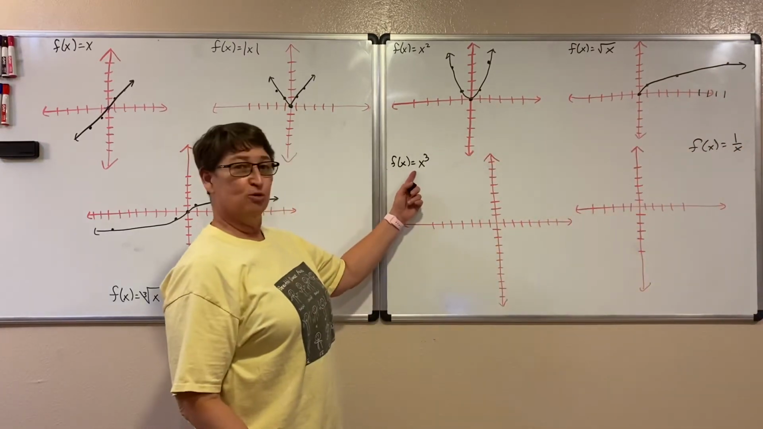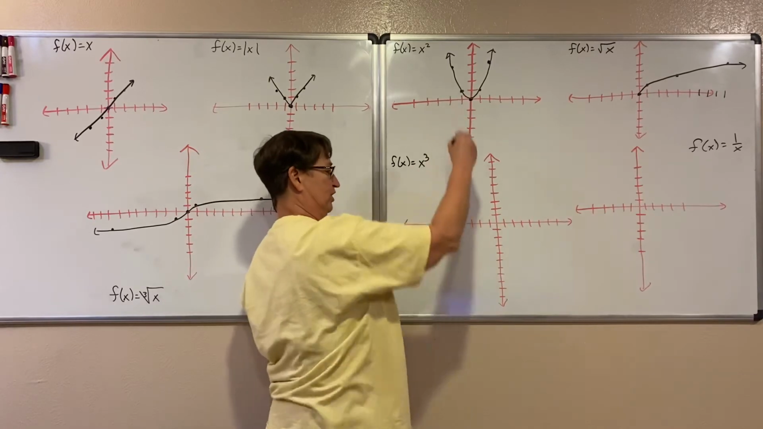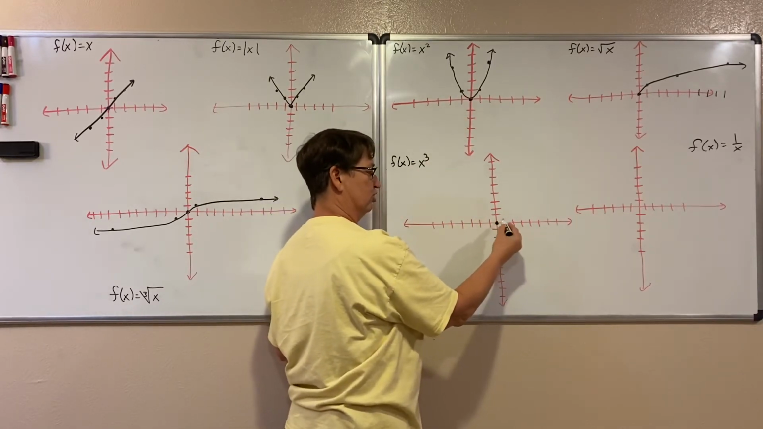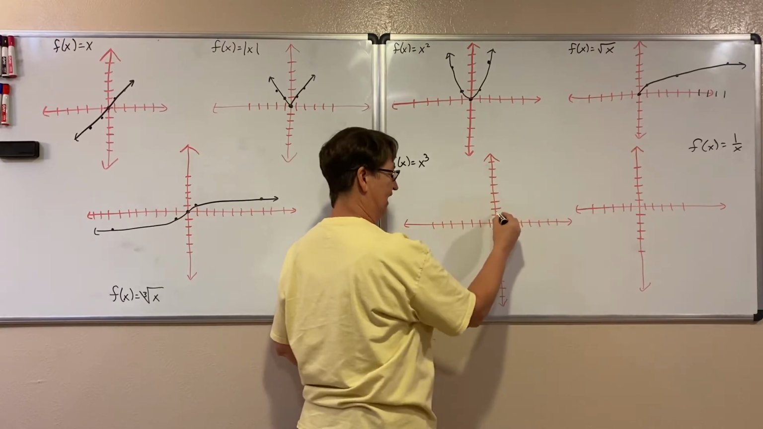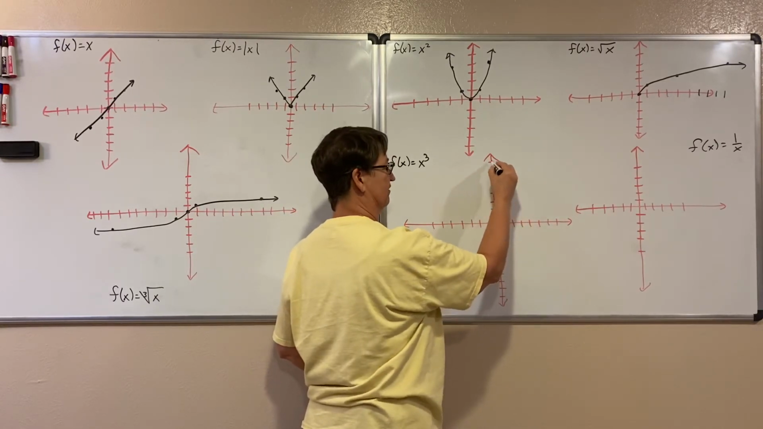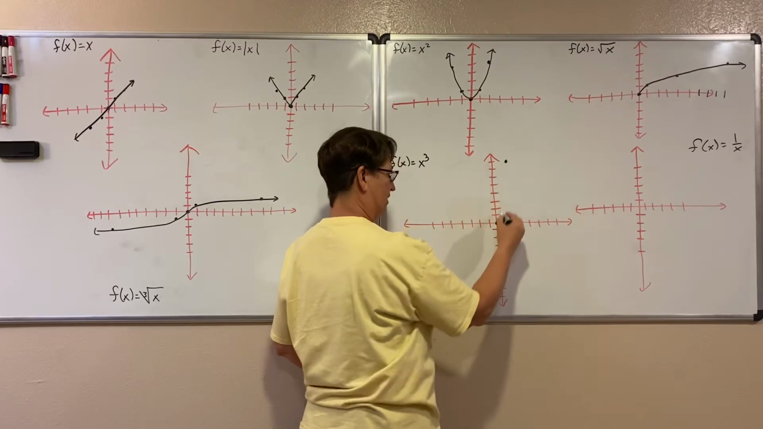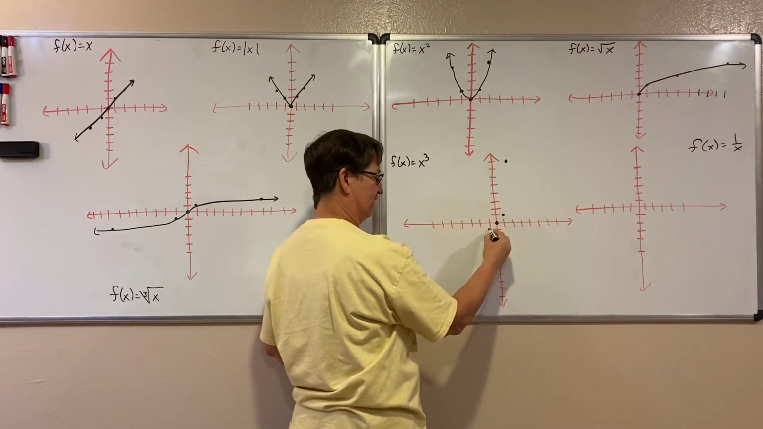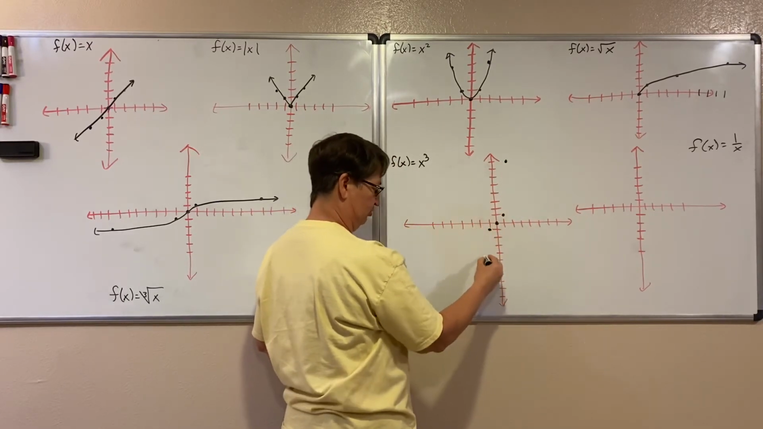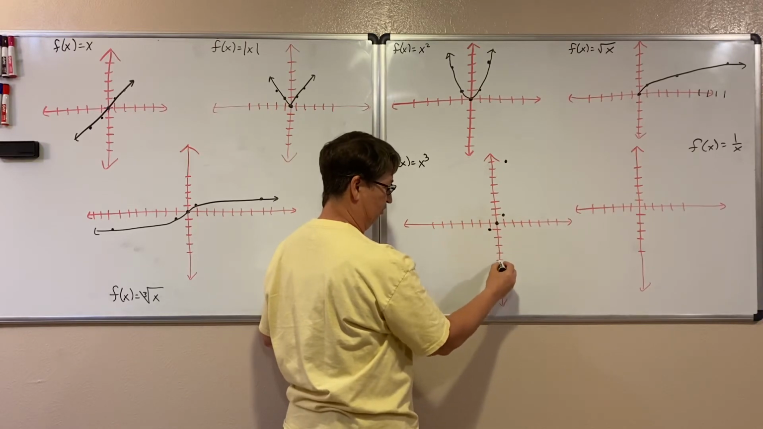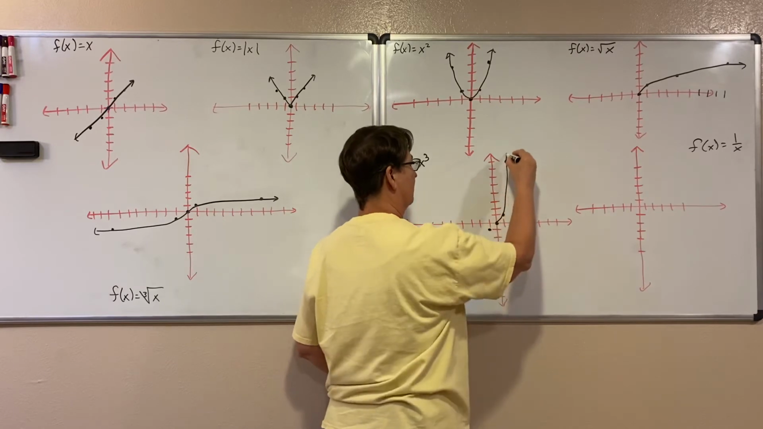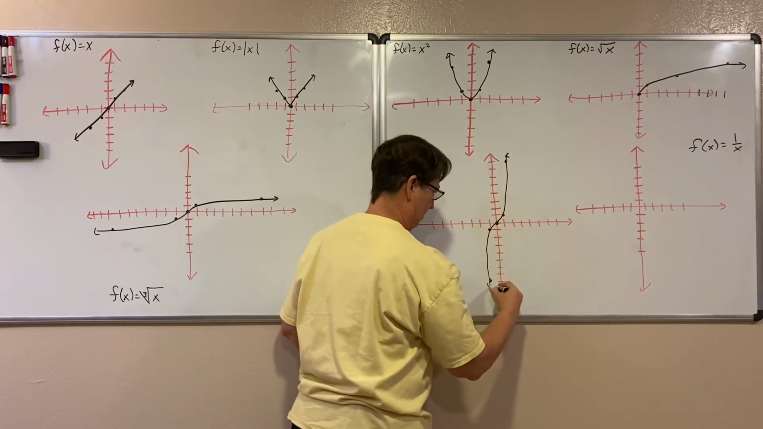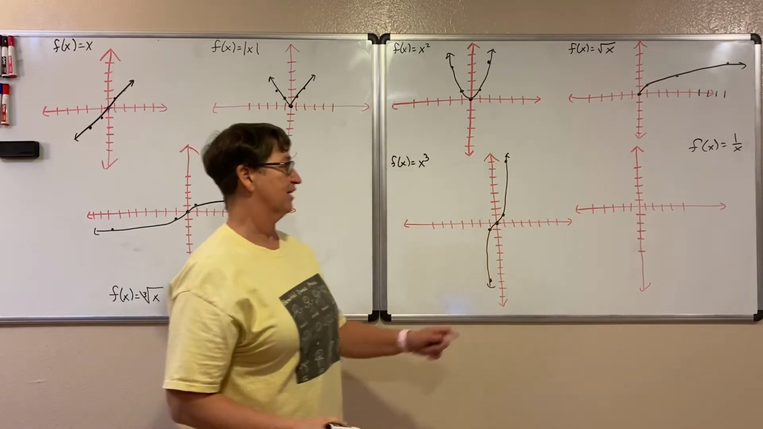My cubic function is that third street up and down. 0 cubed is 0, 1 cubed is 1, 2 cubed is 8. -1 cubed is -1, and -2 cubed is -8. So our cubic function looks something like that.